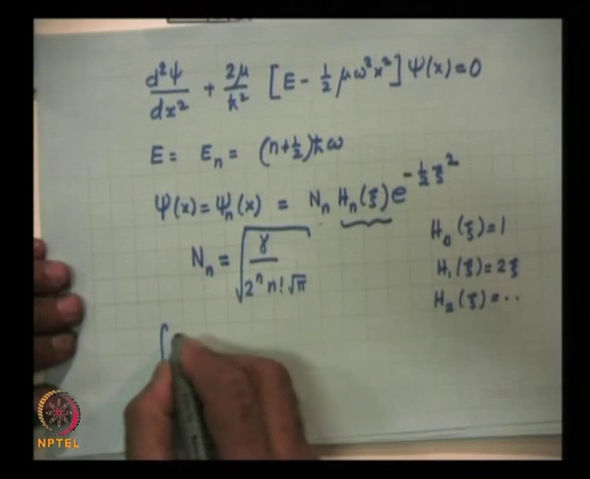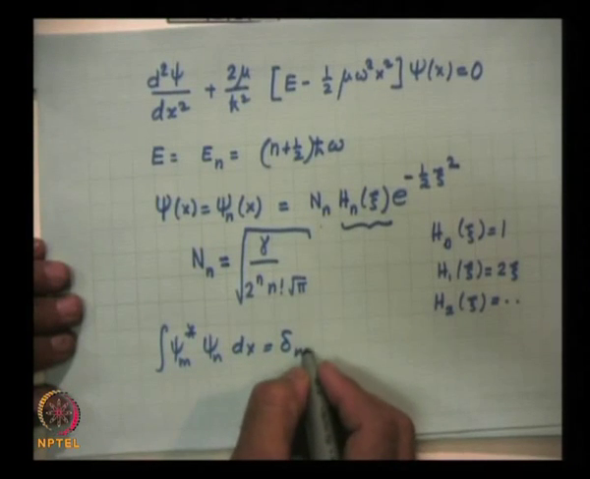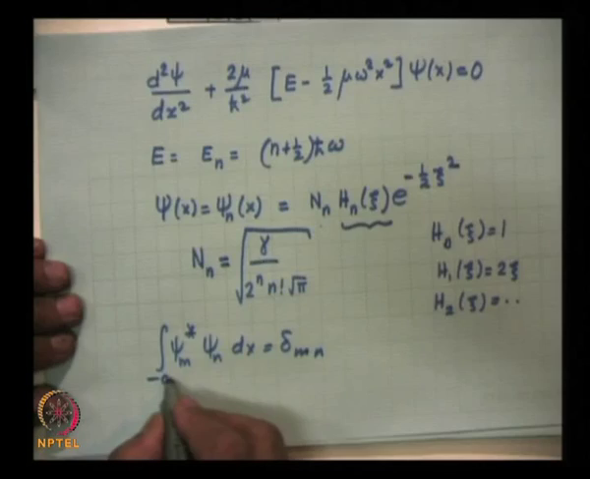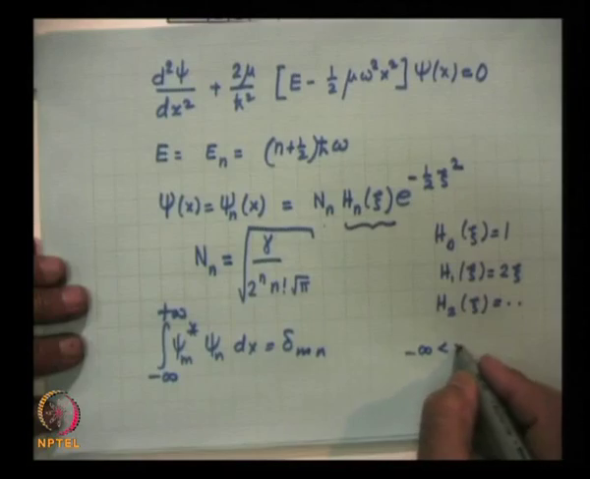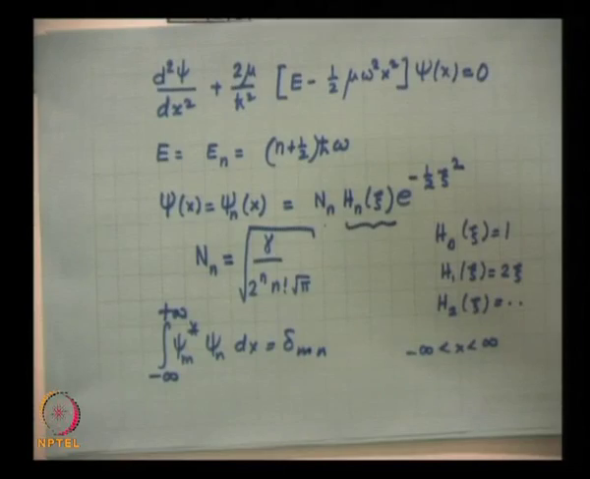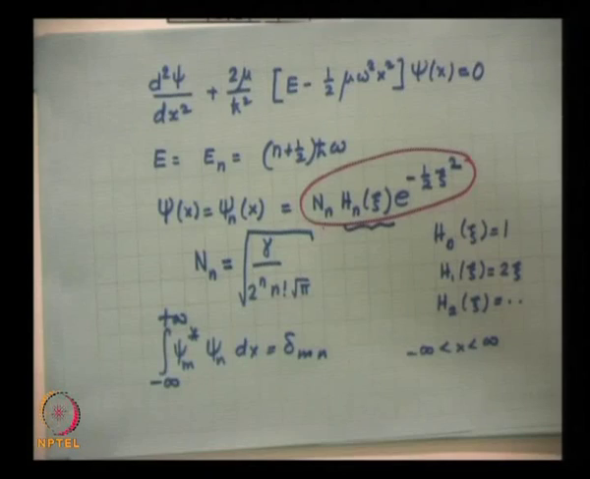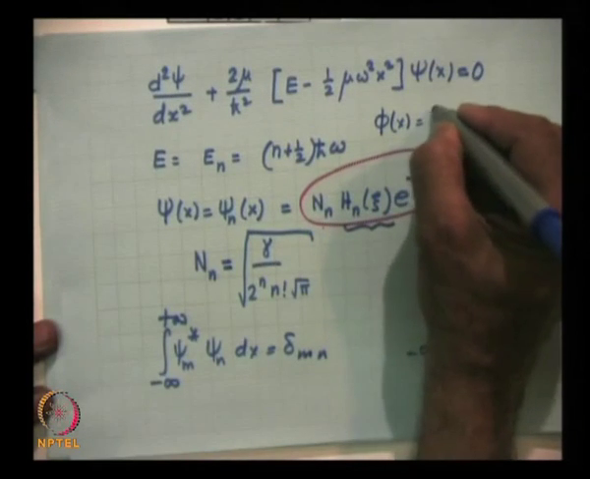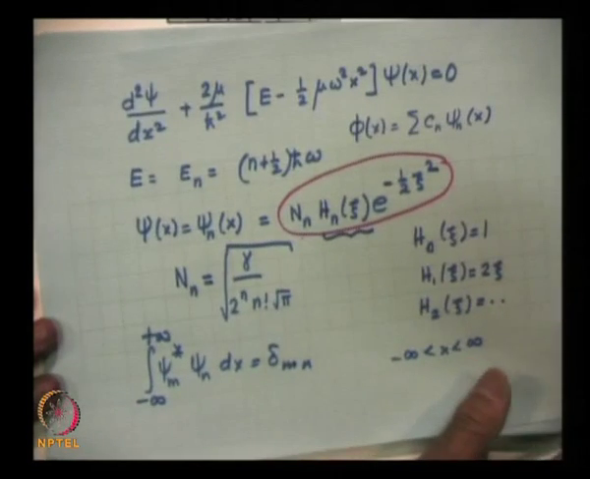So you will have the integral of psi m star psi n dx equal to delta mn, and this set of functions is extremely important. In the domain from minus infinity to infinity, it is a complete set of functions. Any well behaved, single valued function can be expanded in terms of these functions. That is, any wave function, any function phi of x, can be expanded as the sum of C n psi n. So there is a completeness condition also.